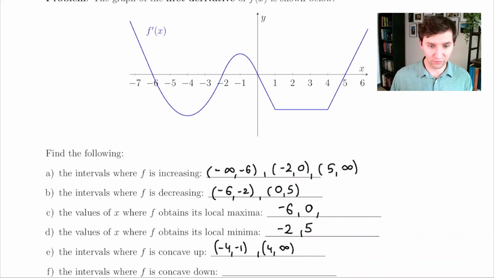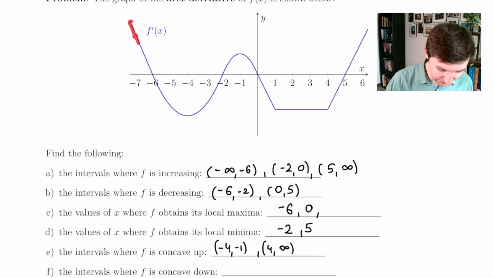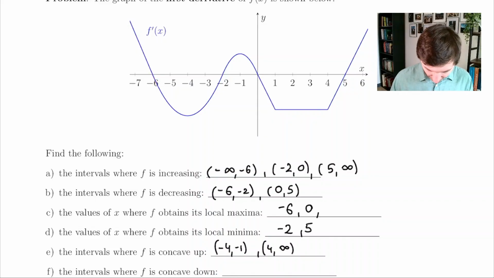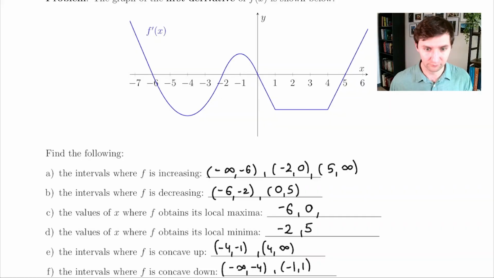To find the intervals where the function is concave down, I will look for places where the derivative is decreasing. I believe the derivative is decreasing here, and the derivative is decreasing here. The intervals are from -infinity to -4, and from -1 to 1.